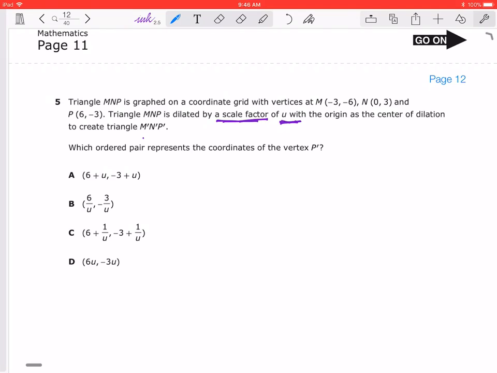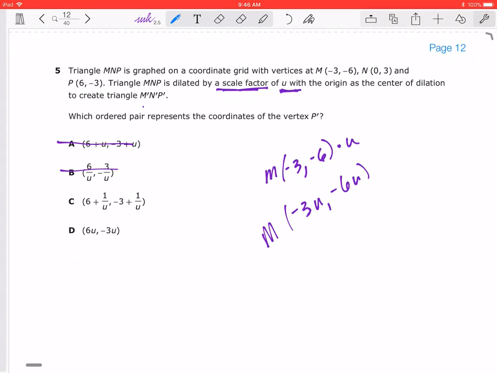So if our scale factor is u, that means for our M value, we would have to take -3 and -6, and then multiply each one by u. So then that would be -3u. So our new value would be -3u, comma, -6u. That would be the new coordinate point for M. Okay? So, A won't work. B won't work. Oh, and we're also looking at the vertex of P.